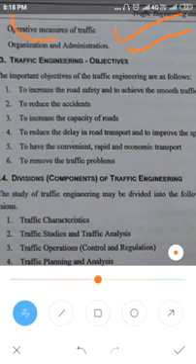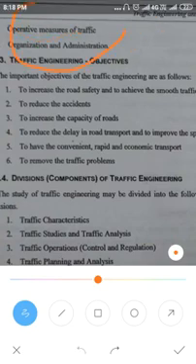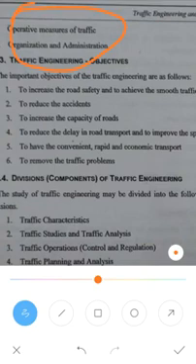So operative measures and organizing and administration are the governing factors for controlling the number of accidents on the road. That's why the operative measures of the traffic and organizing and administration are controlled by the traffic controller. There is a specific person, the traffic controller. He will control the operation mode or the organizing and administration of the traffic.